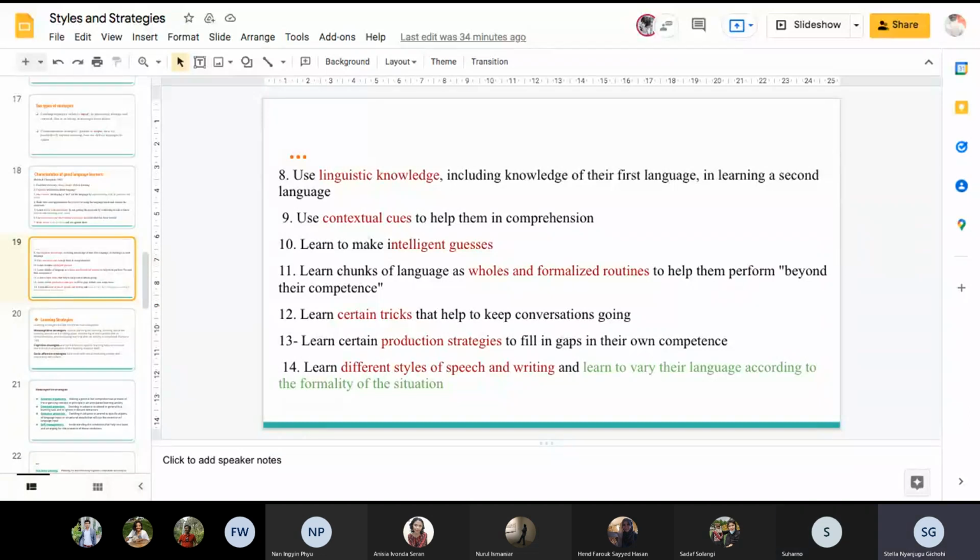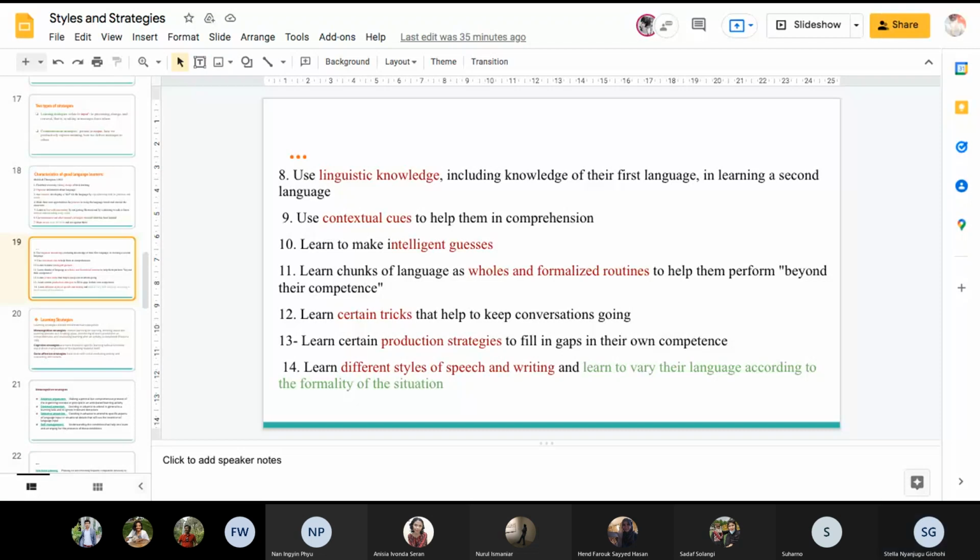Then number 12, they have to learn certain tricks to help keep conversation going. Yeah, this is true. I know even at some point, if you're using a foreign language, you have had to employ some tricks. Maybe we'll come and discuss some of these tricks that are used. Sometimes you might want to avoid a topic because if you talk about it, you'll get stuck. Sometimes you might want to compensate. So we'll also see how you compensate, which are the words you'd use.